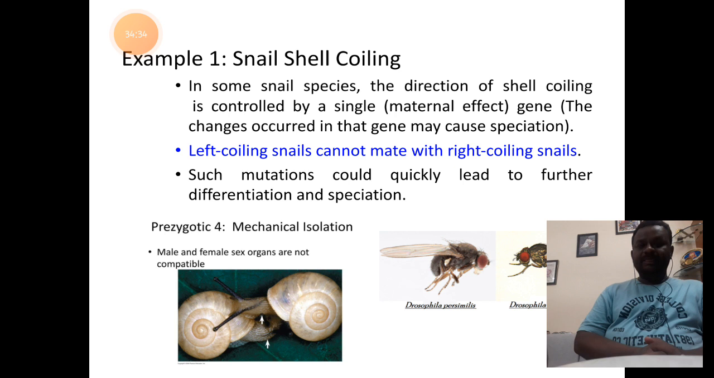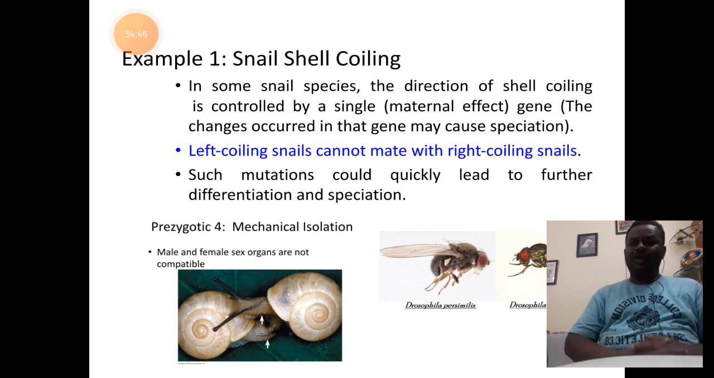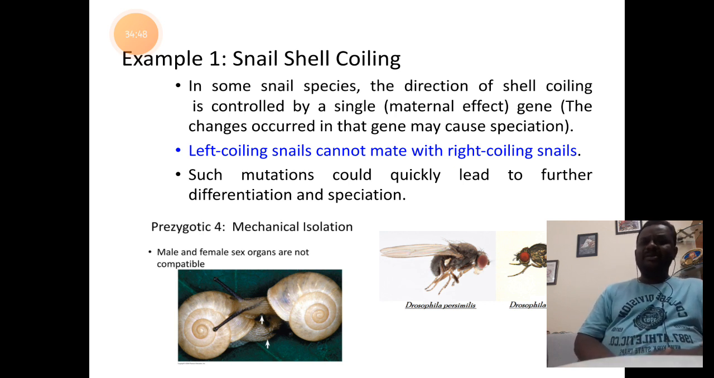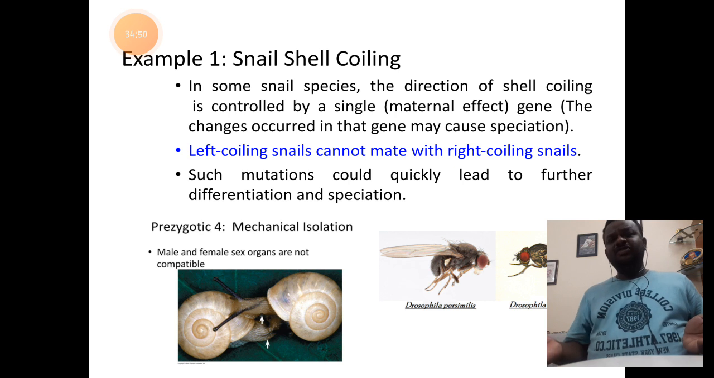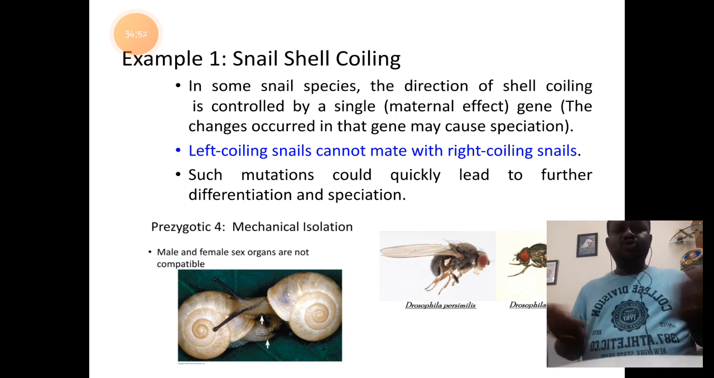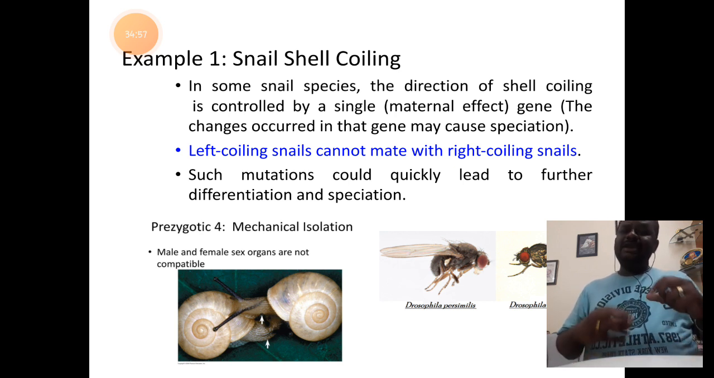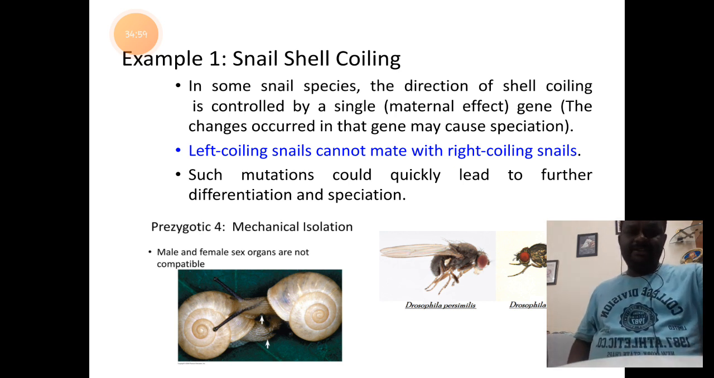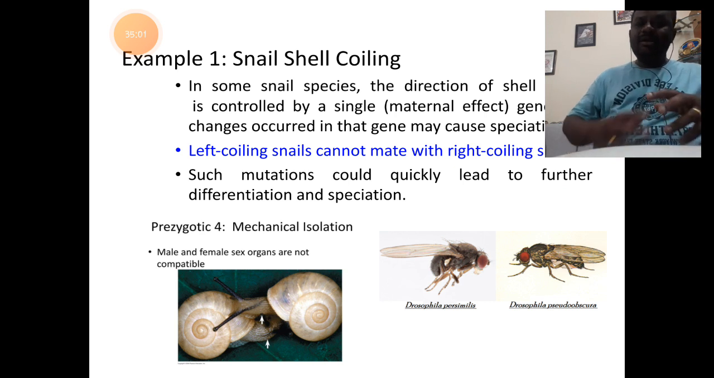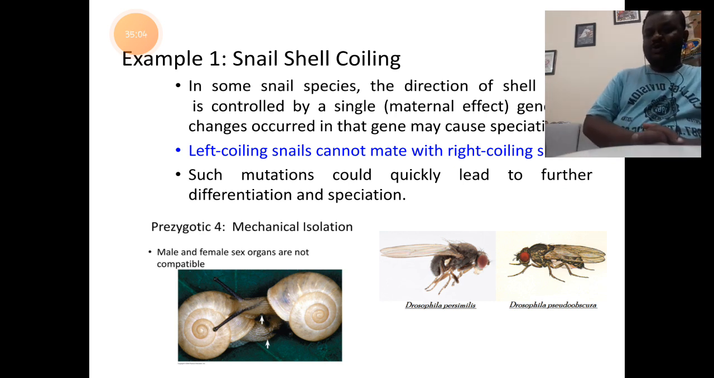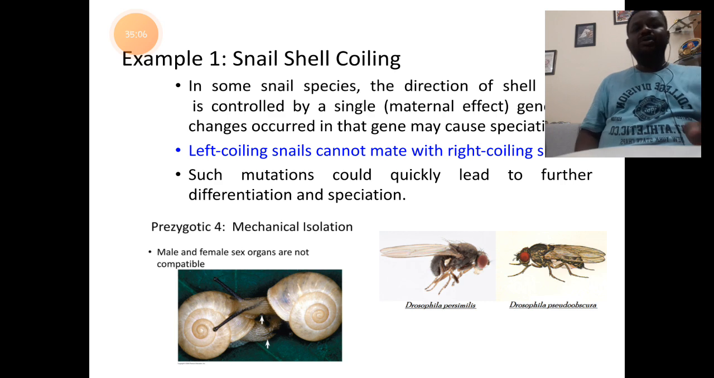Example 1 is the snail species. We have two types of coiling in snails. One is right coiling, the other is left coiling. Students, remember, both types, left coiling and right coiling snails, do not mate. The reason is that their reproductive organs are entirely different. Similarly, Drosophila persimilis and pseudoobscura. Their reproductive organs are also different.